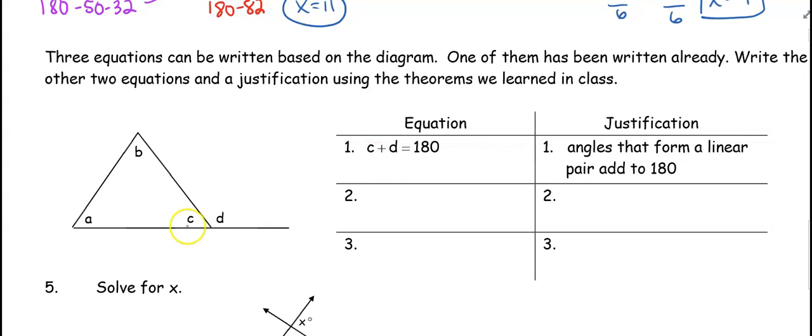So the first one says angle C plus angle D is 180. This is an old school rule because angles that form a linear pair add up to 180. We have other ones that we can write as well.